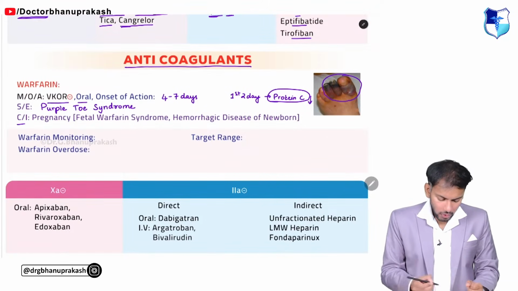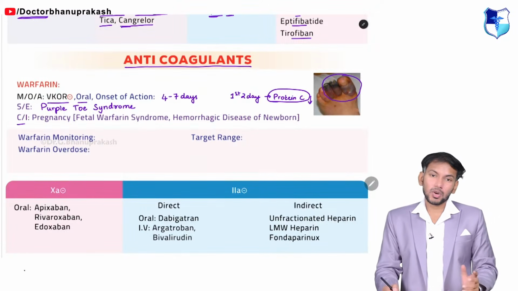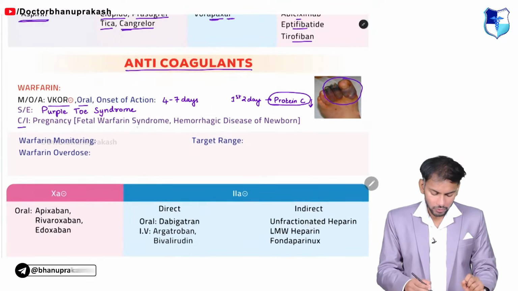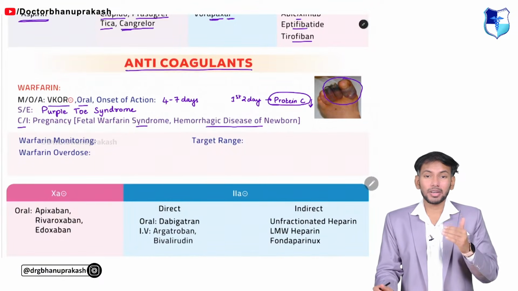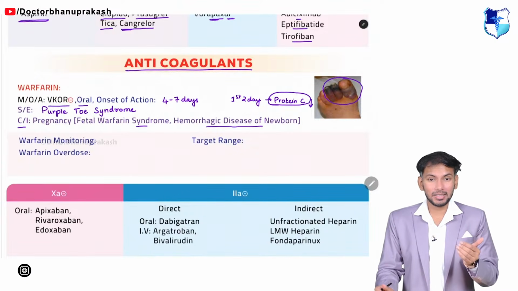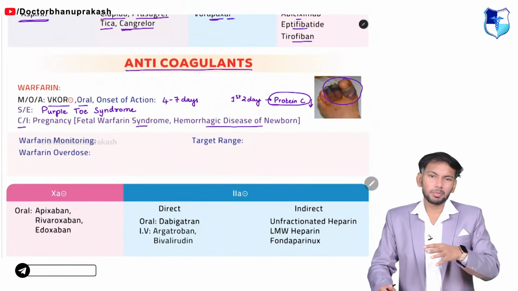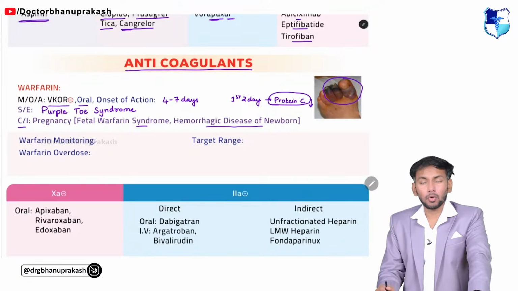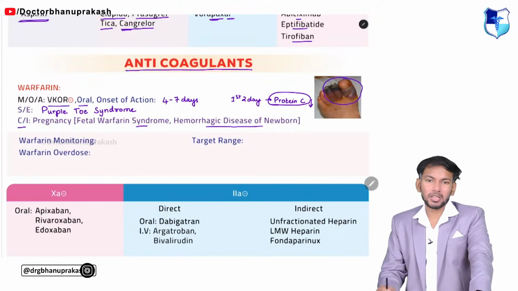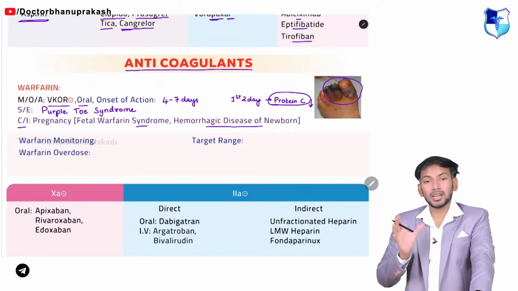Now, it is contraindicated in pregnancy because it will cause fetal warfarin syndrome and hemorrhagic disease of newborn. So, warfarin is generally used for DVT prophylaxis in the olden days. Nowadays, we are preferring something known as NOAC or DOAC. We will talk about it. Now, why we are not preferring warfarin nowadays? Because it needs continuous monitoring.